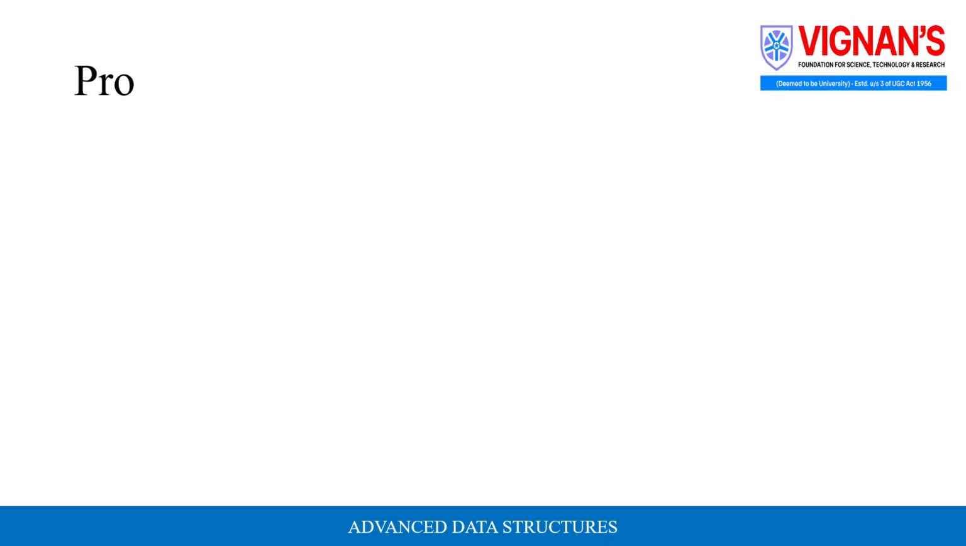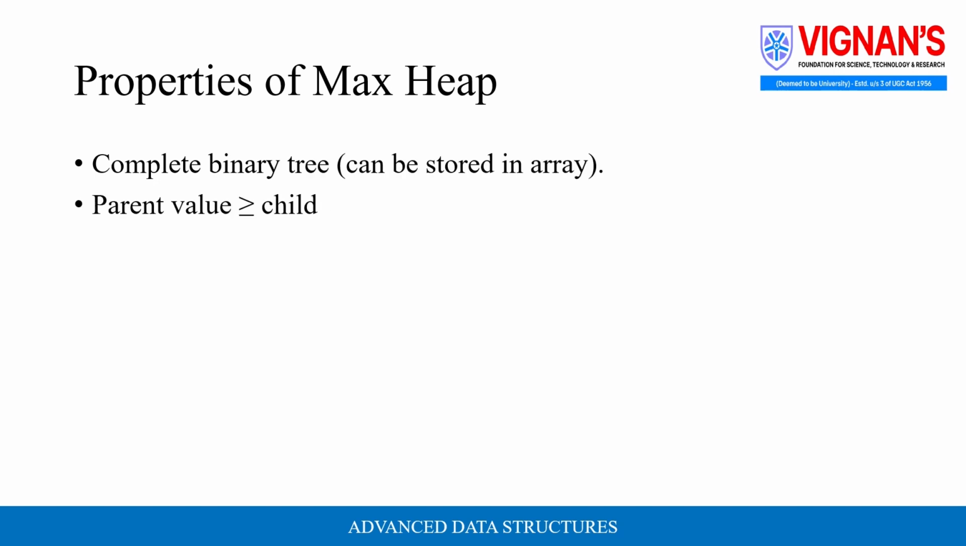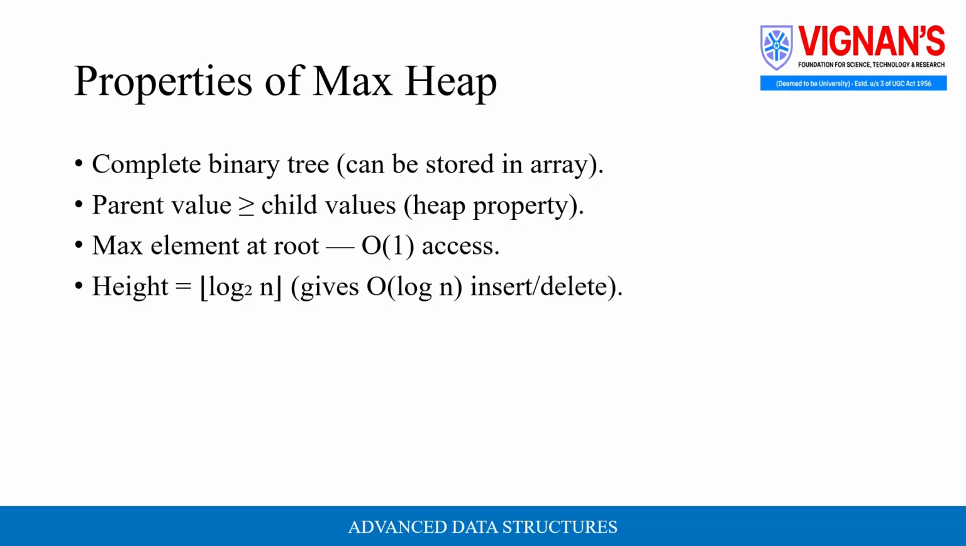The key properties of a max heap are: 1. It is a complete binary tree, meaning all levels are completely filled except possibly the last one. 2. Each parent value is greater than or equal to its children. This is called the heap property. 3. The maximum element is always at the root, so accessing it takes O(1) time. 4. Since the tree height is log2 n, insertions and deletions take O(log n).